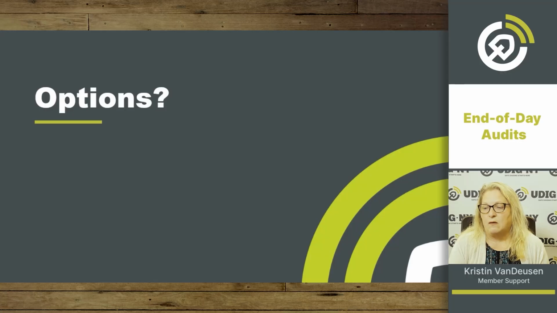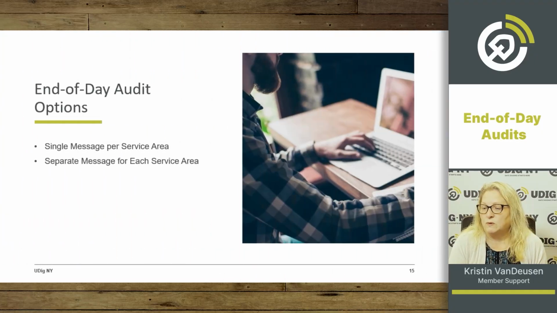Even though audits start out active for all destinations, and it is mandatory, there are a couple of acceptable options available. So let's review those options. Members with multiple service areas whose requests go to the same delivery address will be able to choose from one of two options. Either a single message, so this means that members would receive one audit, and the audit would contain all the information for all the service areas for the delivery address on one end-of-day audit, or they can receive separate messages, one for each service area.